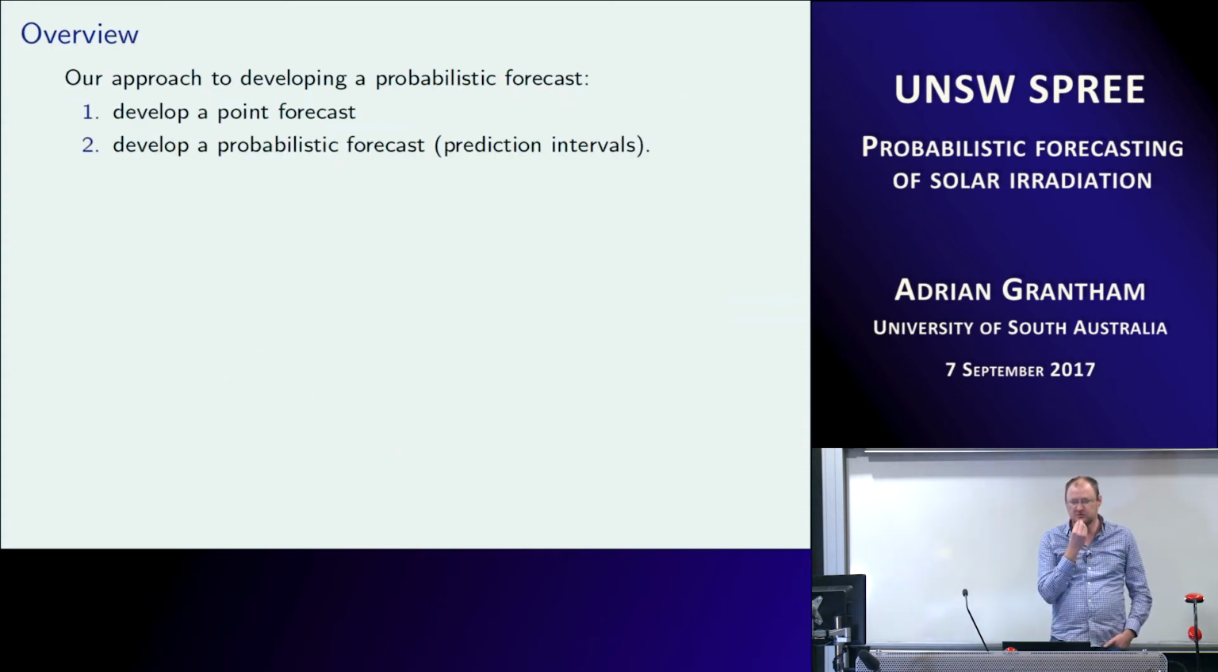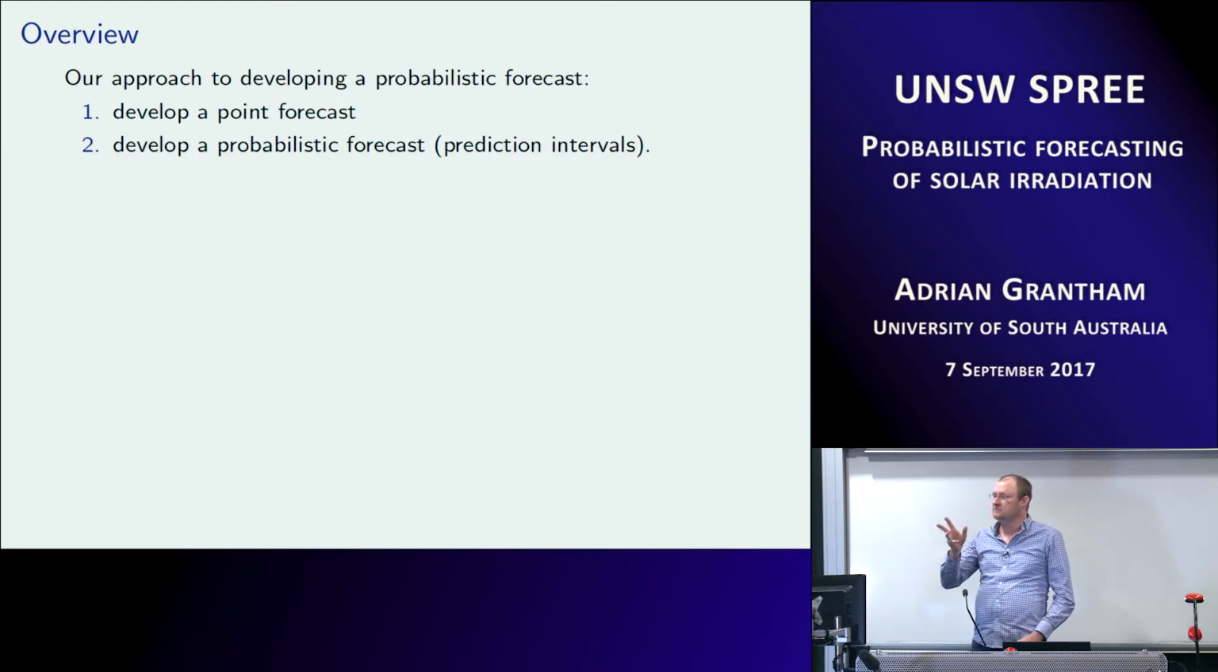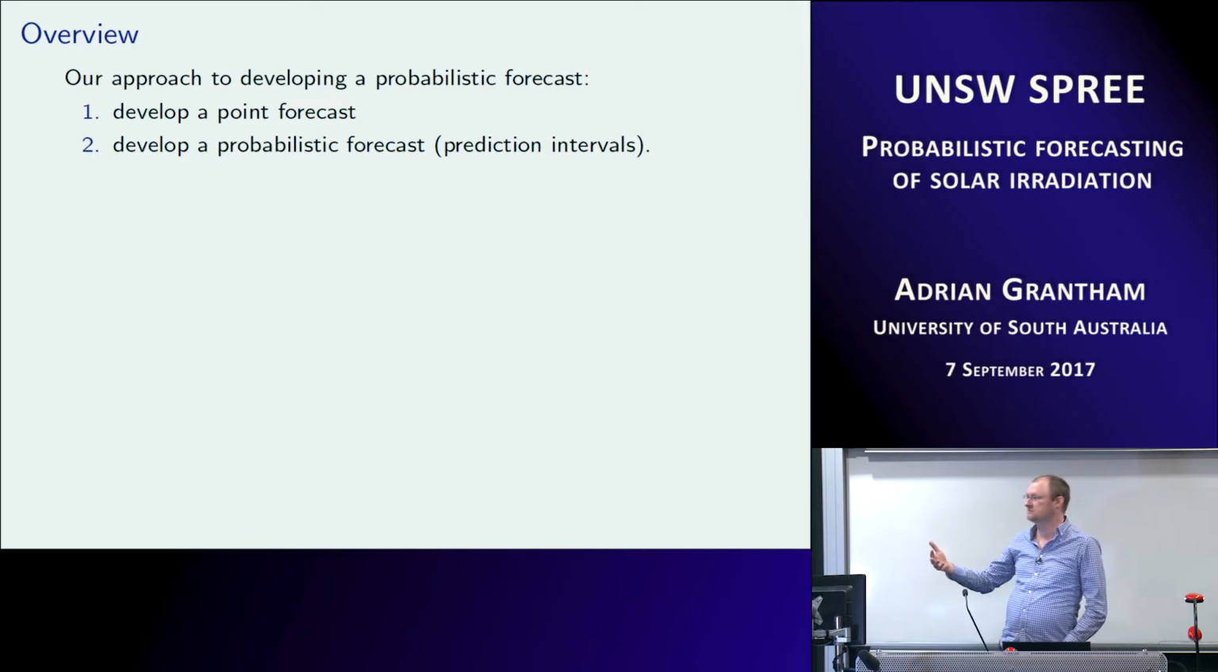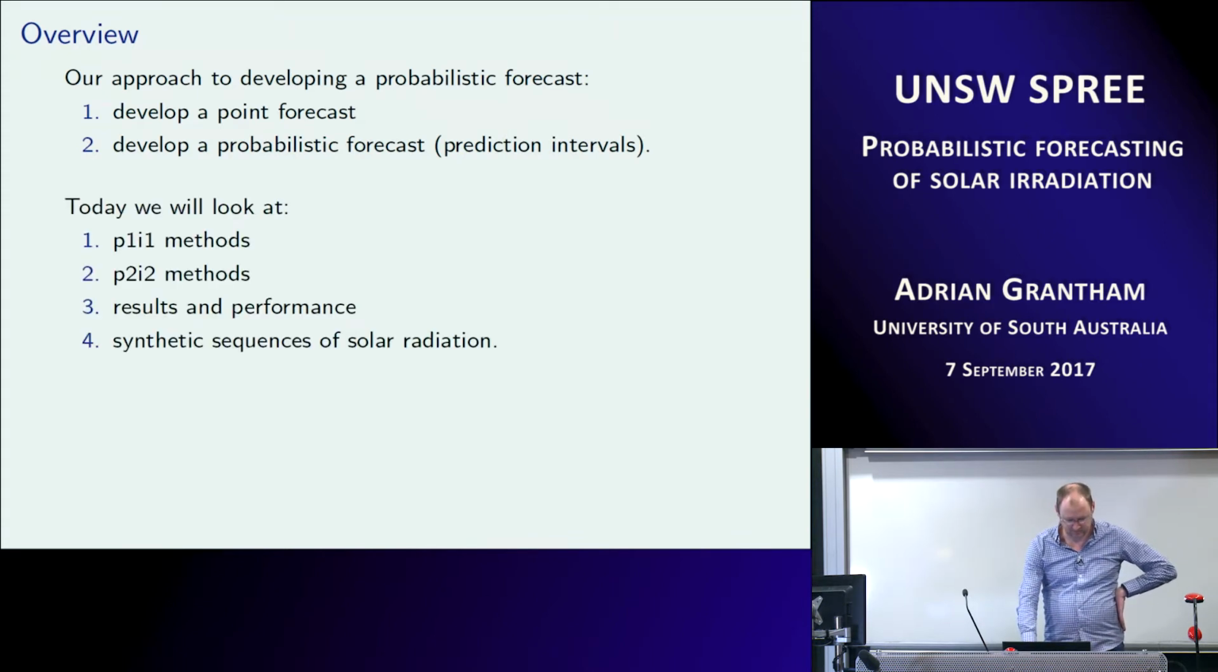So our broad approach to probabilistic forecasting of solar radiation is, first, develop a point forecast. From there you'll get some errors. And then we take those errors and use them to develop our probabilistic forecasting method. Now I'd point out that from a probabilistic point of view, you can bring your own point forecast, as long as it has errors, which they all do. Our technique for the probabilistic component can still be applied.